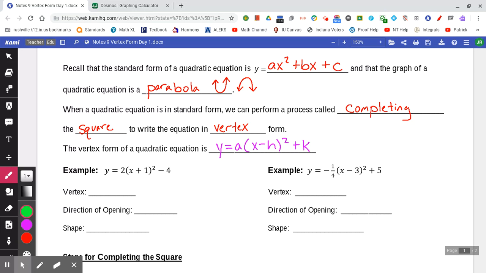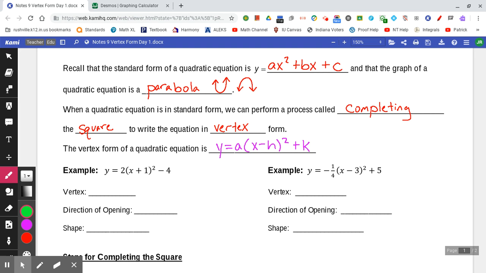But when it comes to graphing the quadratic equation in standard form, really the only thing that I can get from being in standard form, just by looking at it, is if the graph opens up or down. So if a is positive, the graph will open up. If a is negative, the graph will open down. The other item is the c, the plus c at the end. That will always tell you what the y-intercept is.